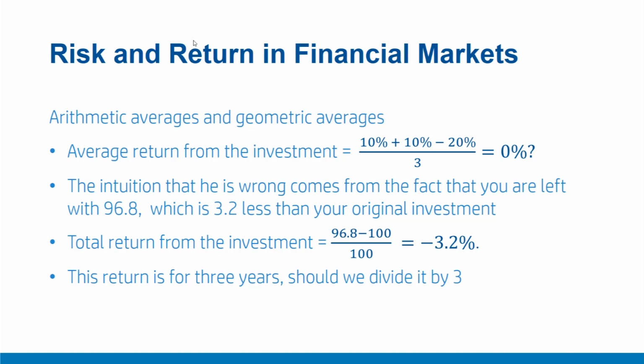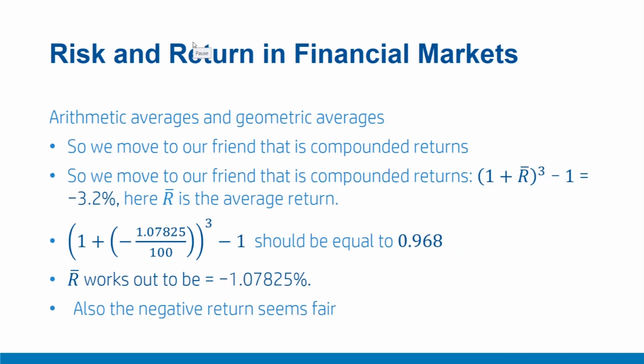What about annual returns? Should we divide it by 3, similar to the simple arithmetic averaging scheme to get the annual returns? But haven't we seen that arithmetic averages are not correct in this context? So we move to our friend, that is compounded returns. As per the compounding scheme, consider an average annual return of R bar on this investment.